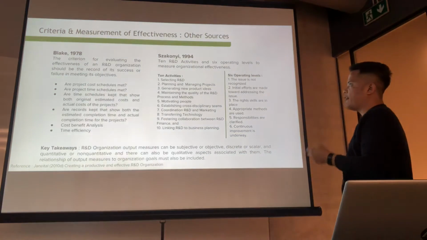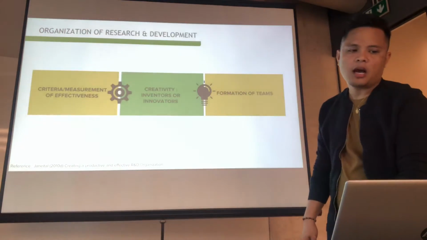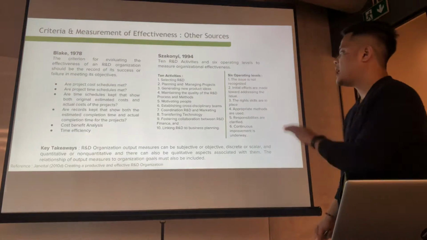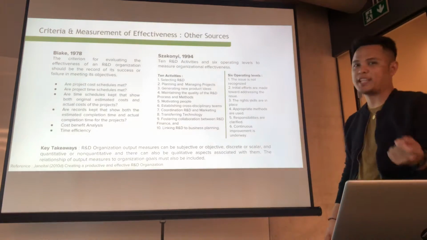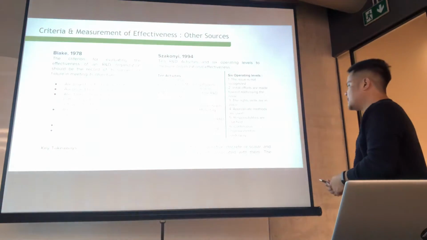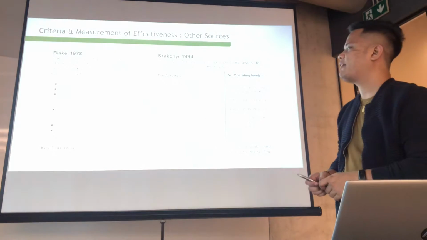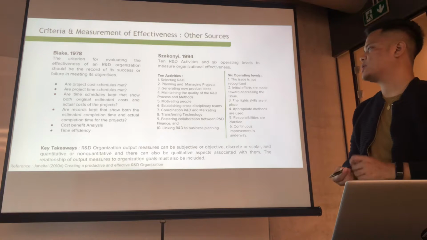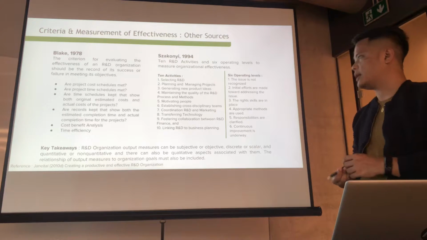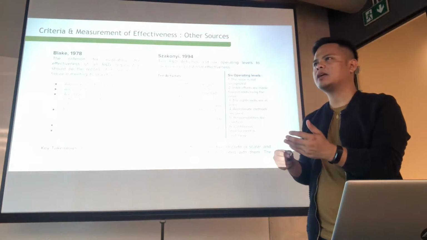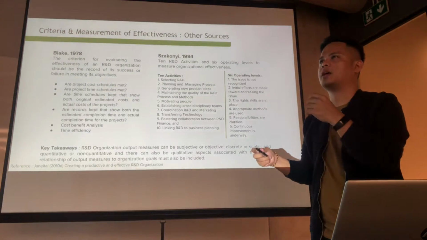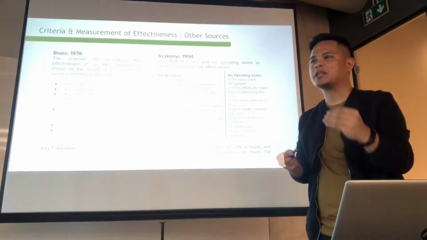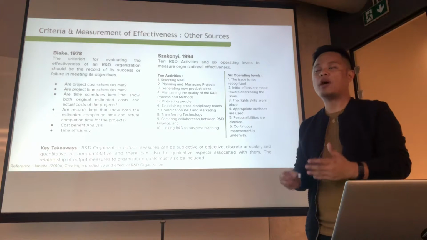So what is the key takeaway of this topic of organization of research and criteria measurement of effectiveness? Basically, R&D organization output measures can be subjective and objective. So, kanina nabanggit ko na siya: discrete or scalar, and quantitative and non-quantitative, and there can also be qualitative aspects associated with them. The relationship of output measures to organization goals must also be included. At the end of the day, when you measure, dapat lagi talagang, does it answer the question of na-meet ba ng R&D team yung organizational goals and objectives natin? At the end of the day, that's how we are being measured.